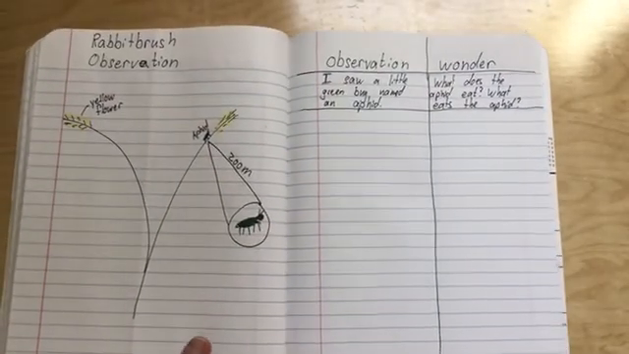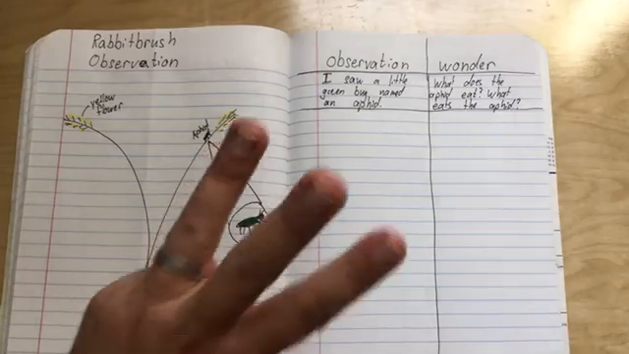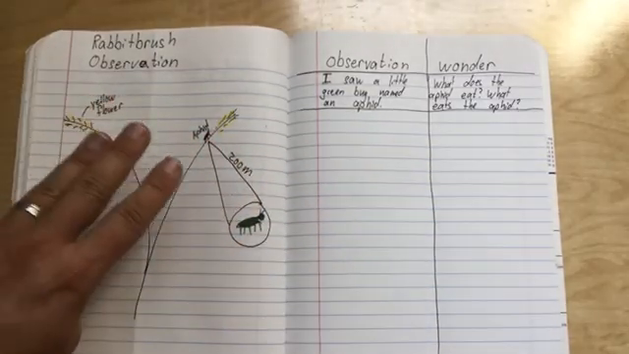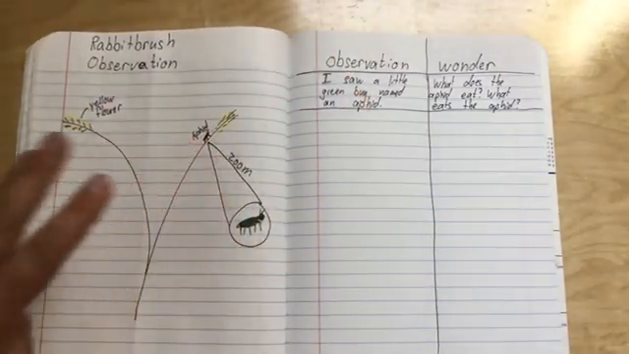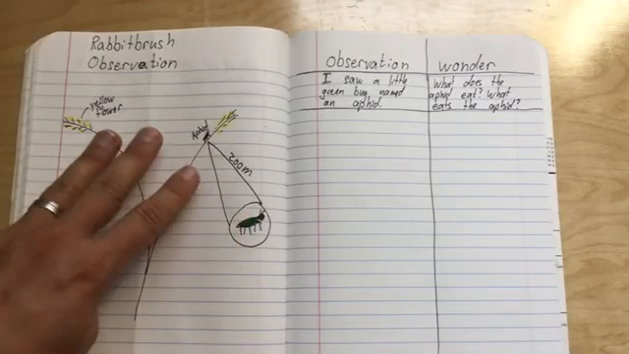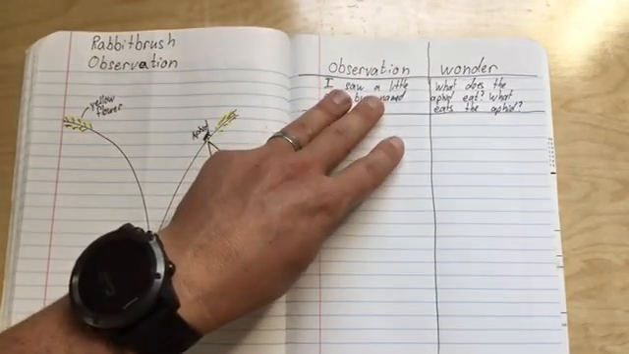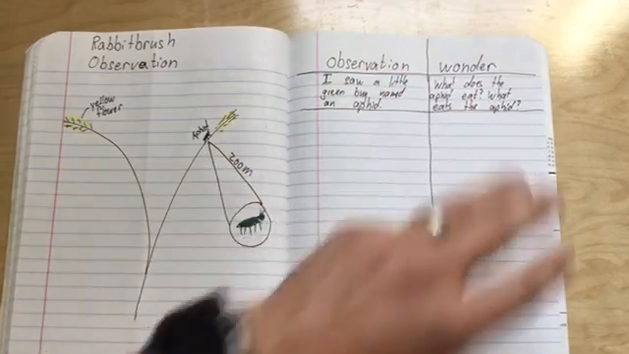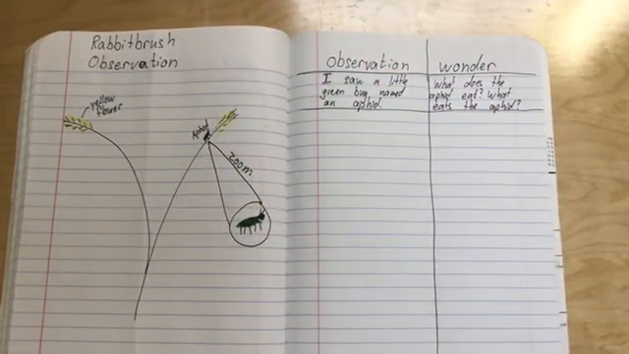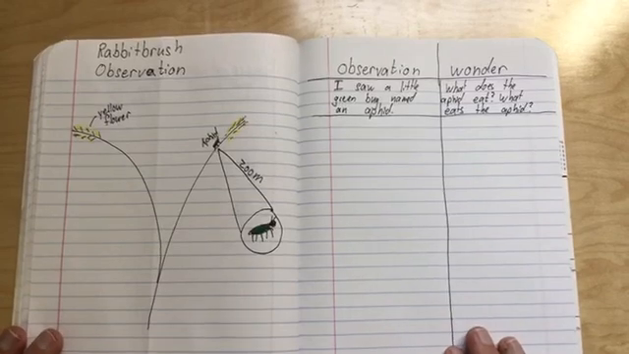Okay, so that's going to be your job today. I'd like you to get 3 things on your picture, at least 3. You can definitely do more. At least 3 on your picture, 3 in your observation column, and 3 in your wonder column. And that's going to be a great start to recording your thinking just like a scientist.